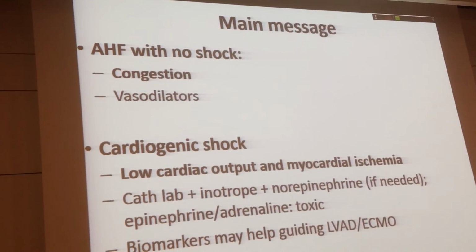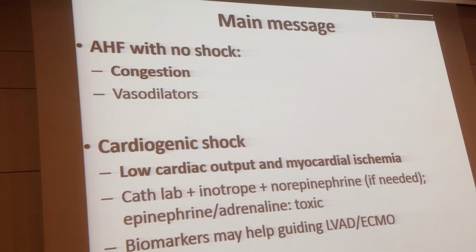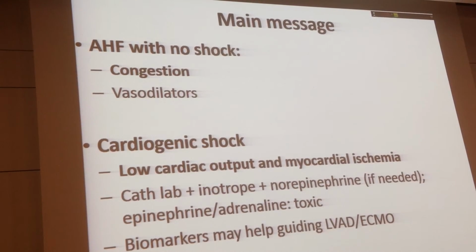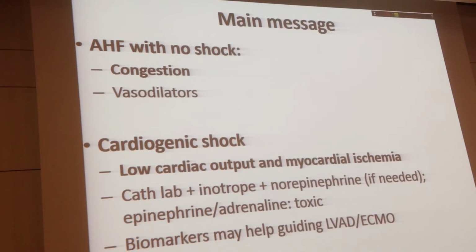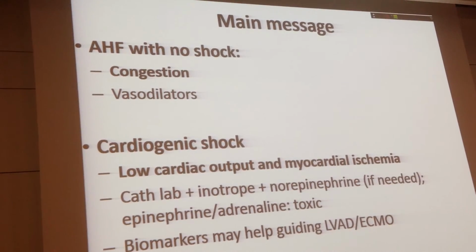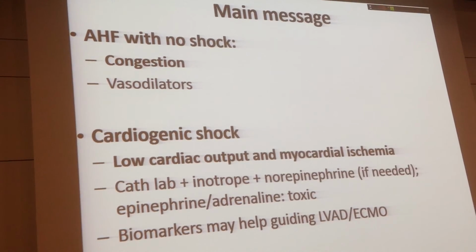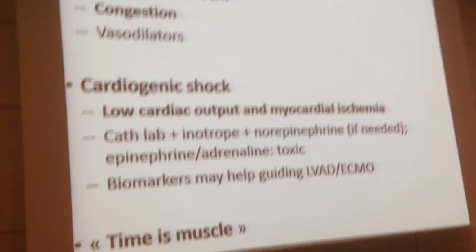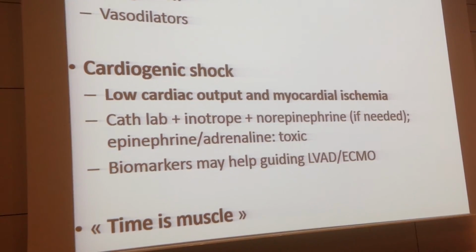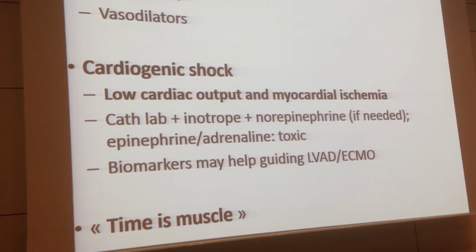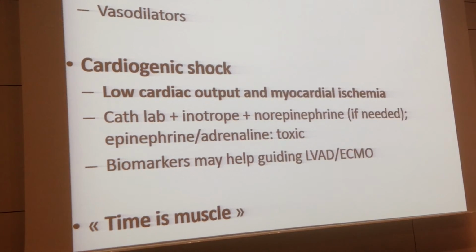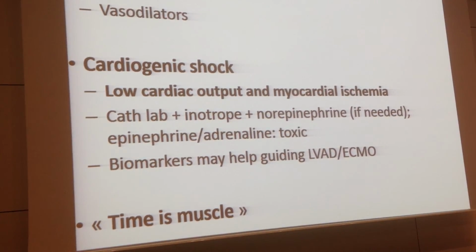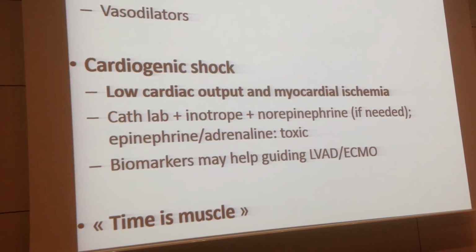Then again, the main message: in patients with acute heart failure and no shock, hemodynamic instability is mostly related to congestion. In patients with cardiogenic shock, there is a clear low cardiac output and myocardial ischemia. We need to go to the cath lab. We need to combine the drugs, starting with inotropes, and at least not give vasopressors alone. And we have 2 consecutive papers, including the one that was just accepted, to show that biomarkers can, on top of clinical science, help guide LVAD and ECMO. And at the end of the day, we need to run because time is muscle.